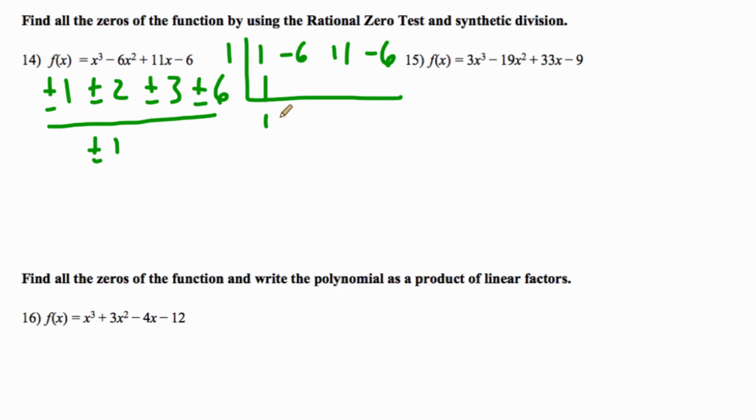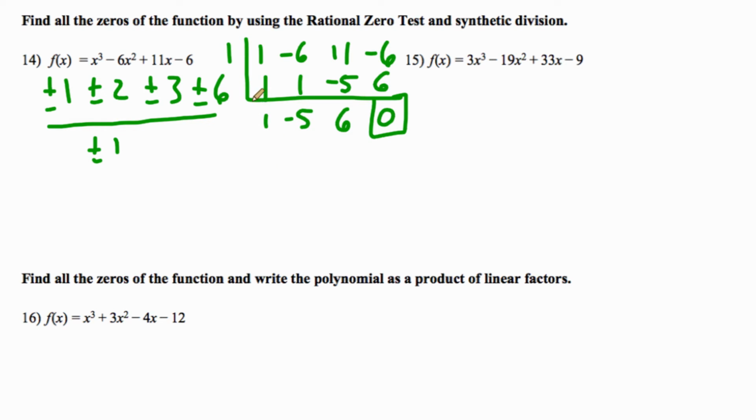We'll drop the 1 down. 1 times 1 is 1. Here we get -5. Multiply those, and we get -5. Add these together, and we get 6. 6 times 1 is 6. And if we add those together, we get 0. Since we got 0 as an answer, that means 1 works as a 0.